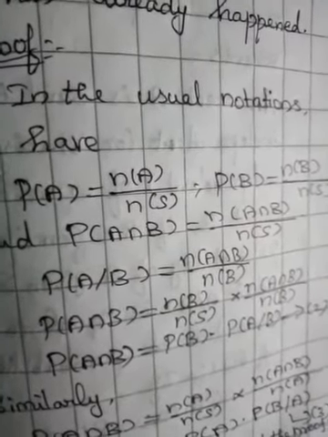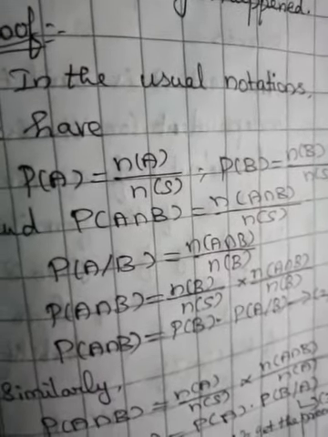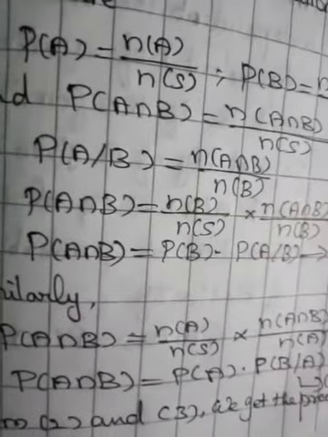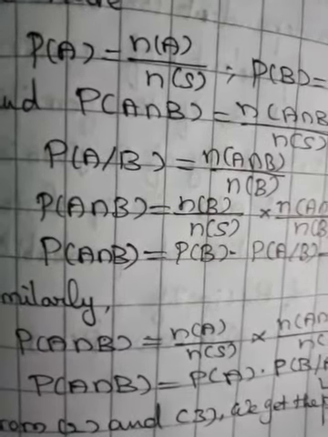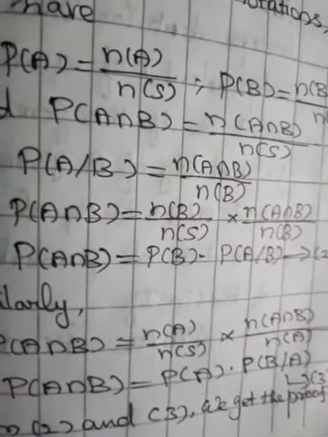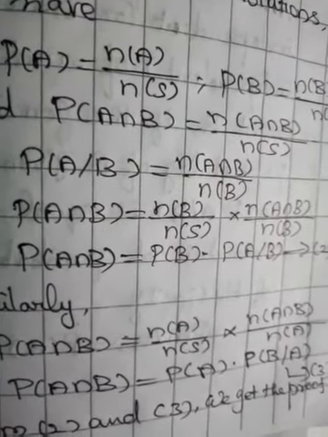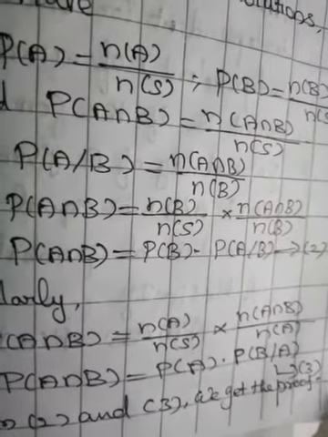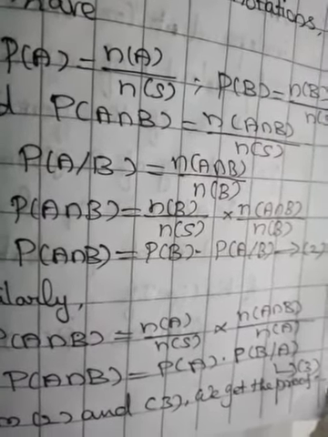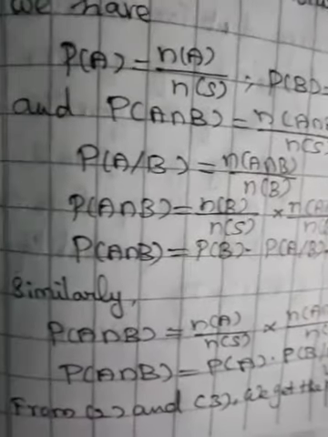P of A intersection B equal to P of B into P of A divides B. This is equation number 2. Similarly, P of A intersection B equal to N of A dividing by N of S into N of A intersection B dividing by N of A. P of A intersection B equal to P of A into P of B divides A. This is equation number 3. From 2 and 3 we get the proof. This is the important theorem.